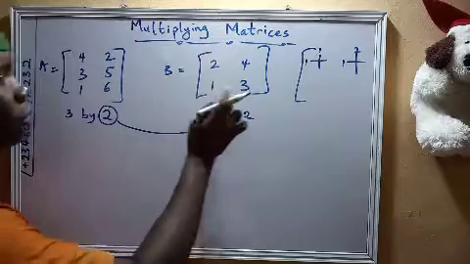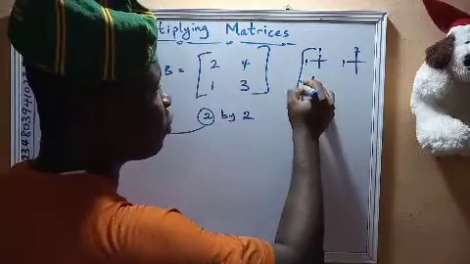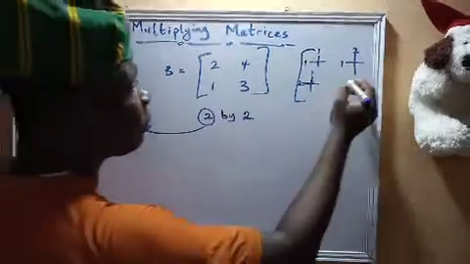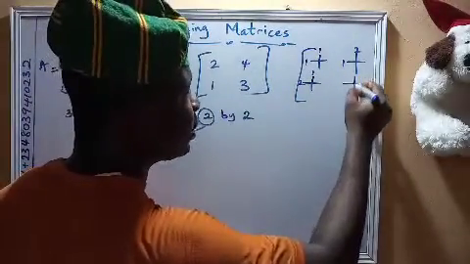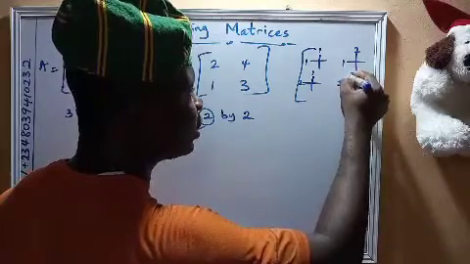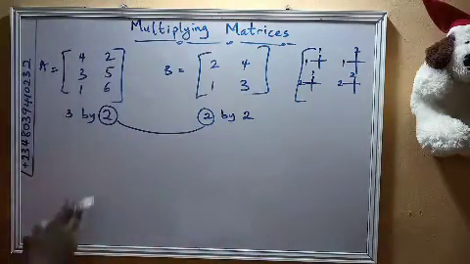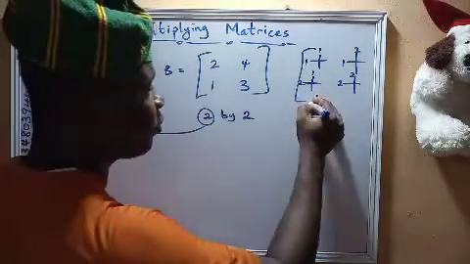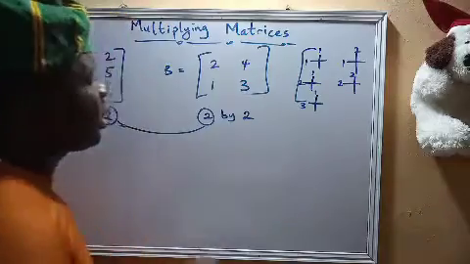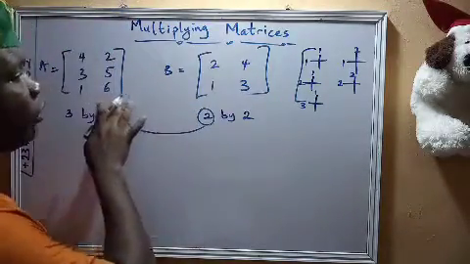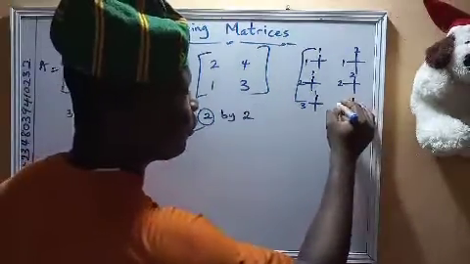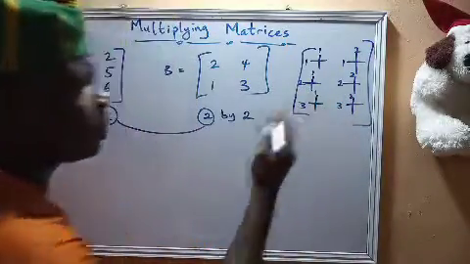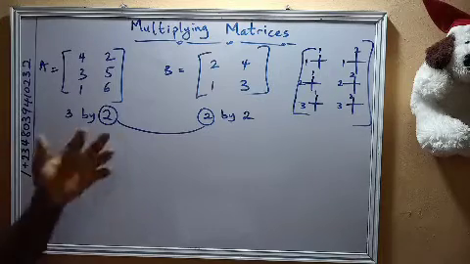Let's move on to the next one. Second row by first column, then second row by second column. It's as simple as that. Next, third row by first column, and the last, third row by second column. This is the method we're going to use. So that's how you multiply your matrix.